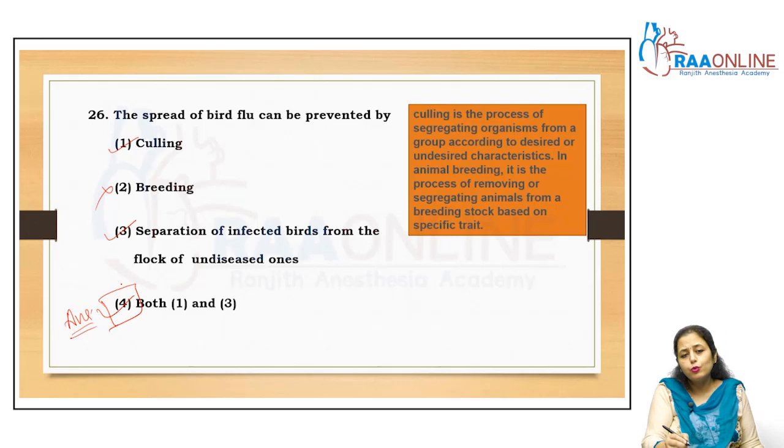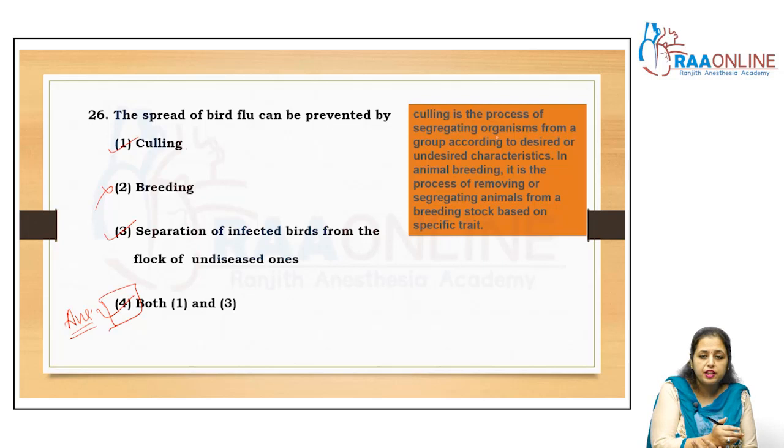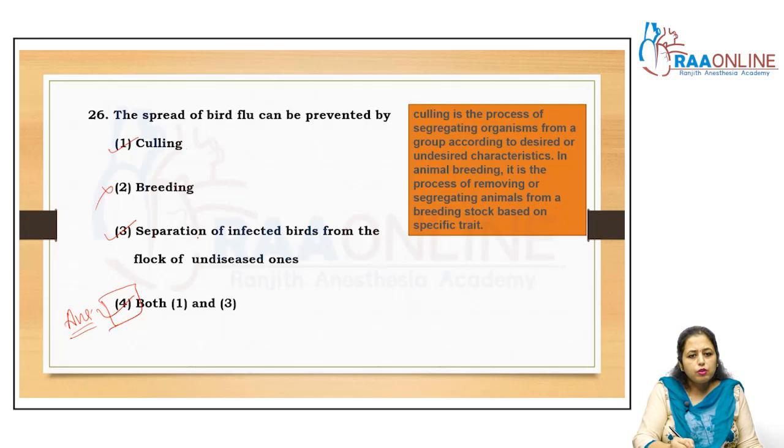But now the question is, what is culling, right? Culling is the process of segregation of organisms from a group according to desired or undesired characteristics, right? In animal breeding, it is the process of removing or segregating animals from a breeding stock based on specific traits. If a particular animal or group of animals is diseased or affected by some infection, we have to segregate them from the other animals, right? So by these processes, we can prevent the spread of bird flu, right? Come to the next one.